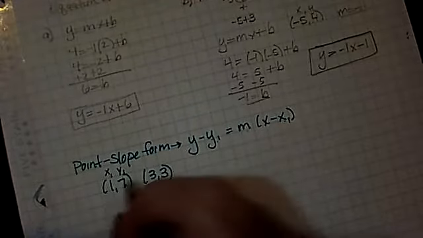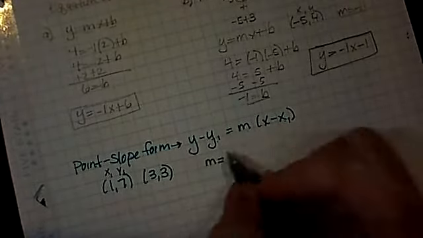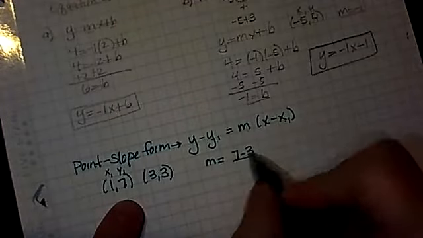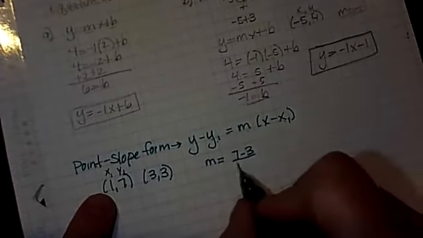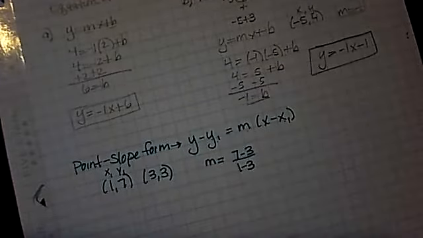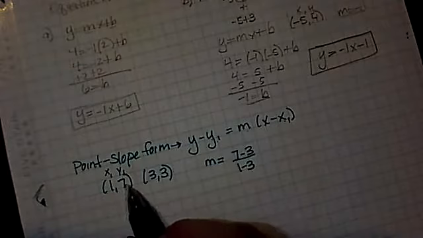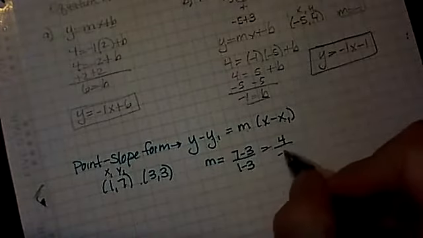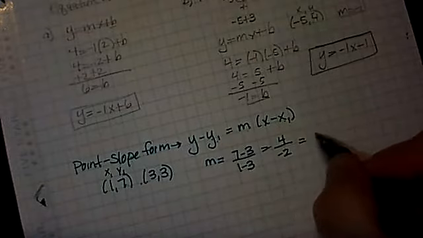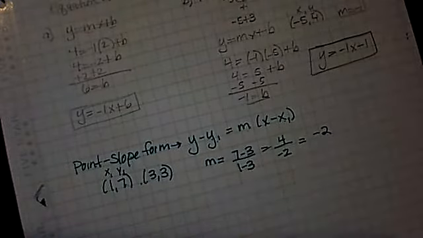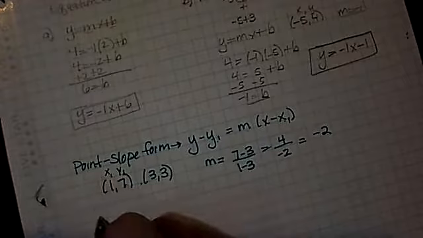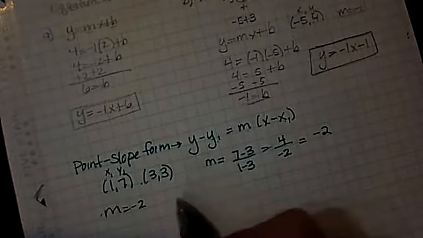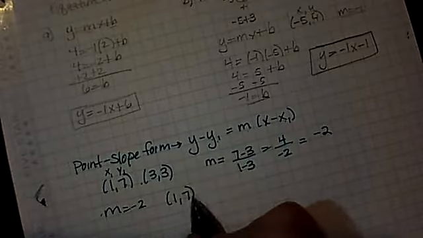So let's go ahead and find the slope. We're going to subtract the y's, either direction, the change in y, and subtract the x's, the change in x, in either direction. Just keep it the same way. 7 minus 3, 1 minus 3. So this becomes 4 over -2, and if I simplify that, that's -2. So we know m equals -2. And we're going to use the first ordered pair. That's important. You have to use the first ordered pair.